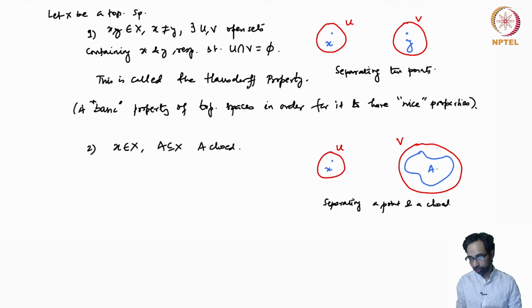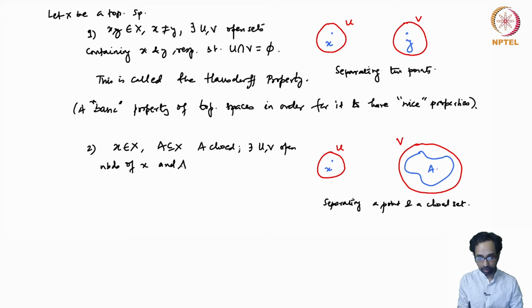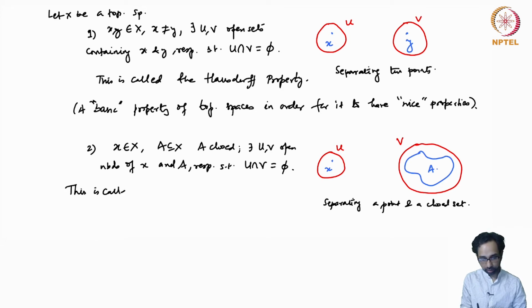So now you are separating a point and a closed set. Of course, if you have the Hausdorff property, then a point is a closed set, and then this is a stronger form of the Hausdorff property. So Hausdorff is weaker and this property is stronger. Here you want U and V, open neighborhoods of x and A respectively, such that U intersection V is empty. This is called the regularity property.